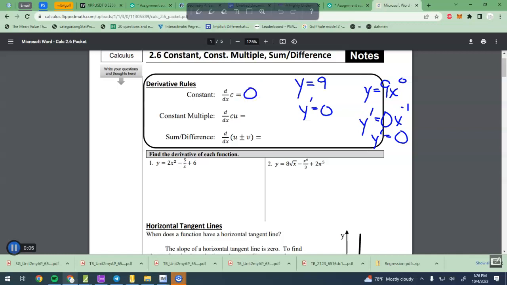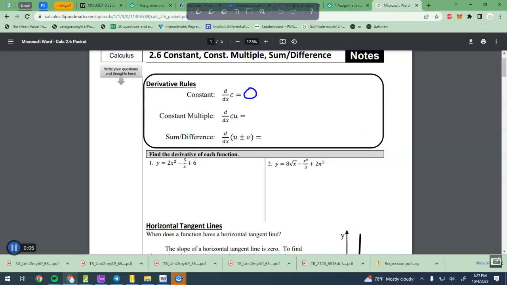You got to think about it two ways. Like that's a horizontal line, so the slope is 0, or kind of work your way around the power rule there. You can do the same thing with c. It's not just a constant in front.